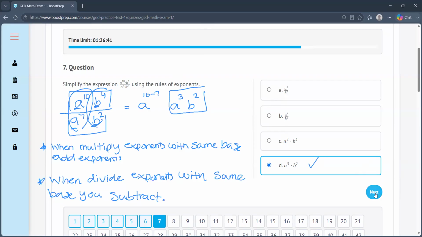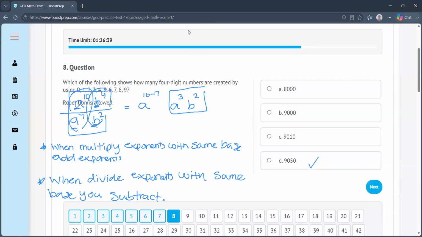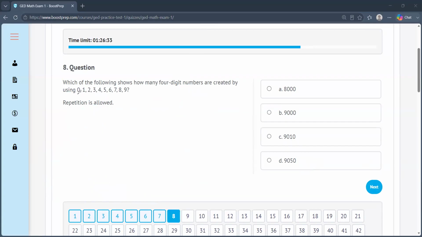Okay, good. Okay, question 8. Which of the following shows how many four-digit numbers are created by using 0, 1, 2, 3, 4, 5, 6, 7, 8, 9? And then it says repetition is allowed.